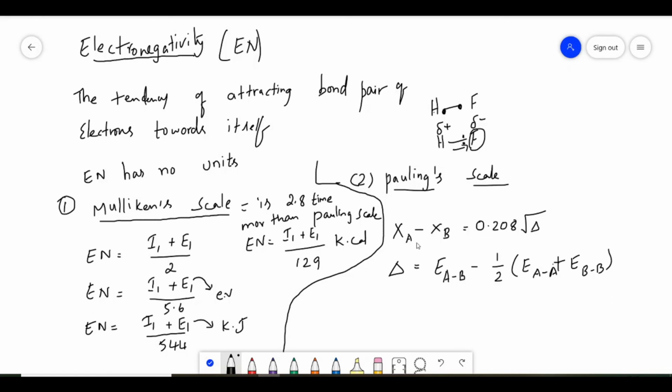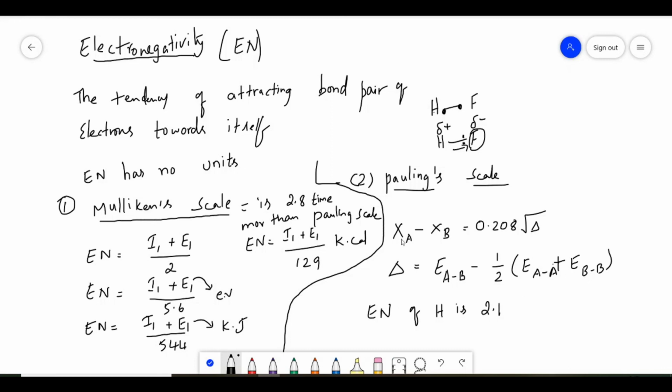You can substitute this delta here, and then one element is taken as a reference. Mostly they give hydrogen as reference, and remember the electronegativity of hydrogen is 2.1. So it is generally taken as 2.1 and used as reference. So in this, A is taken as hydrogen and B is calculated. It may be fluorine or chlorine or bromine. And these are the bond energies. The question itself will give the bond energies.